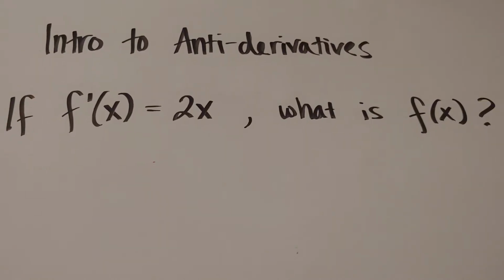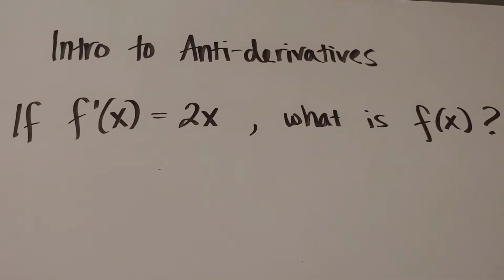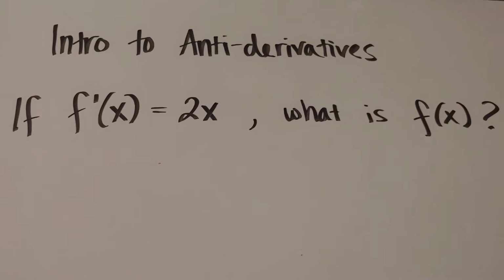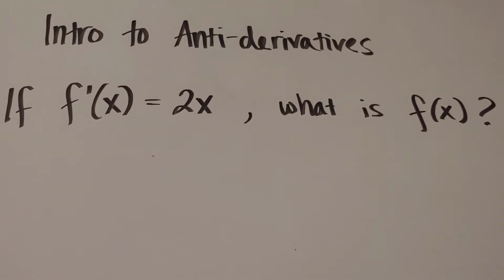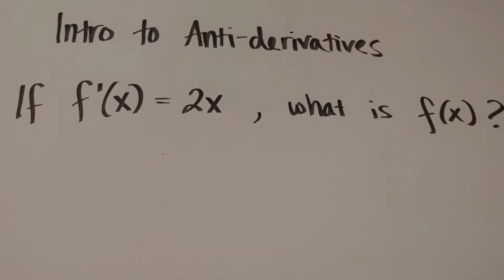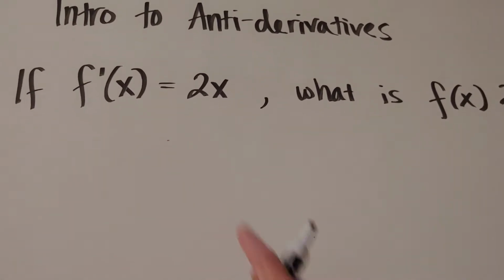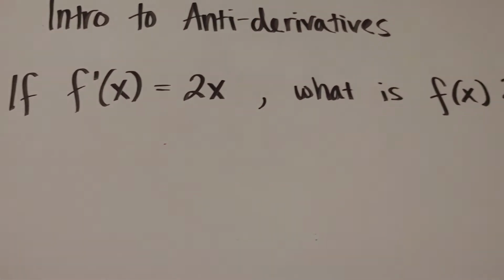This is my first video on antiderivatives, and as you can see, it's an introduction. So for our introduction, it says if f prime of x equals 2x, what is f of x? So we want to know what the original function is who has a derivative of 2x, okay?